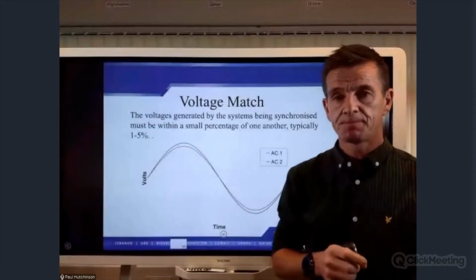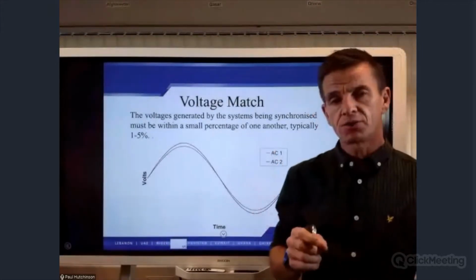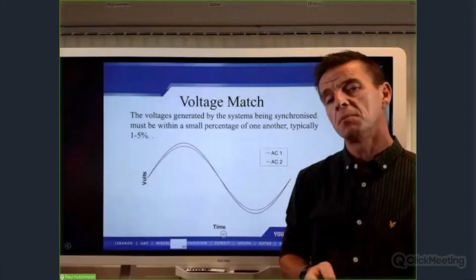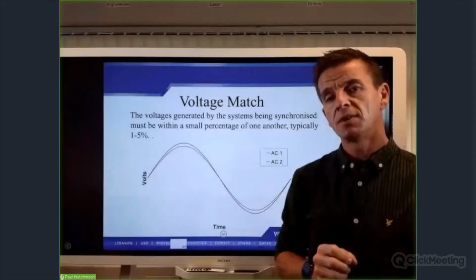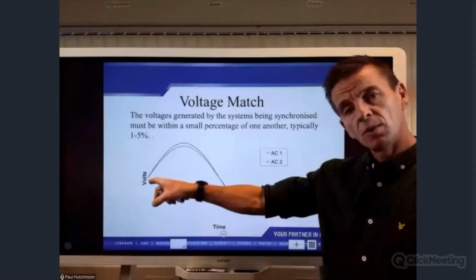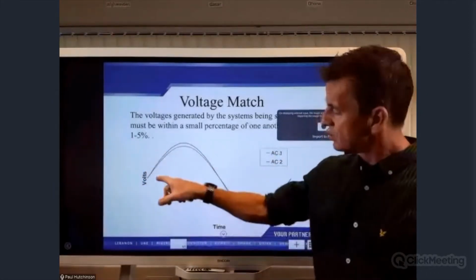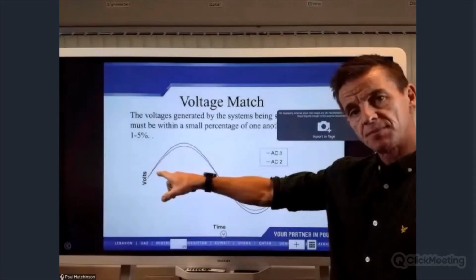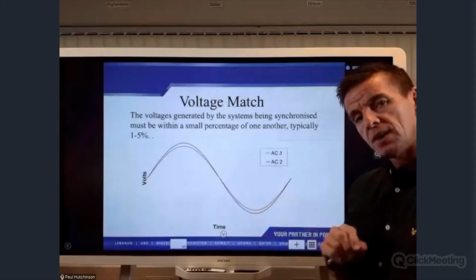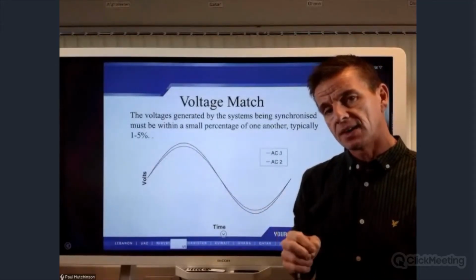So voltage match. We said earlier, the voltages of the two systems, or all the systems, must be within a very close percentage of each other. Okay, so here we can see we have our two AC sources, our AC1, AC2. So this could be from the two different gen sets. Okay, we need to get them as close as possible to each other.